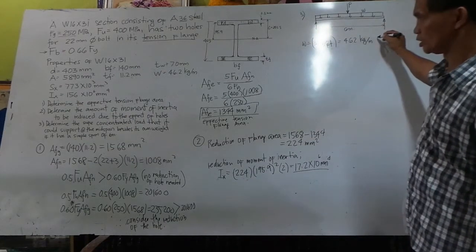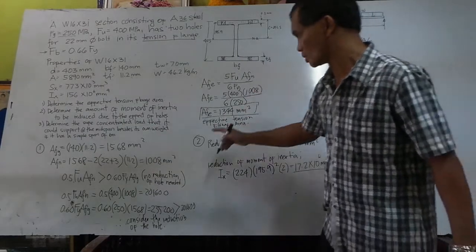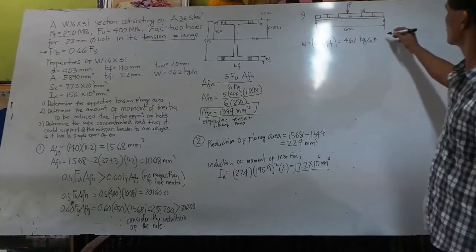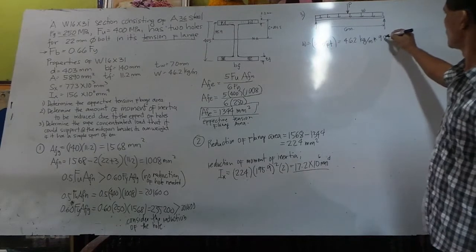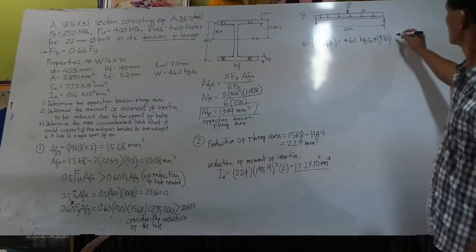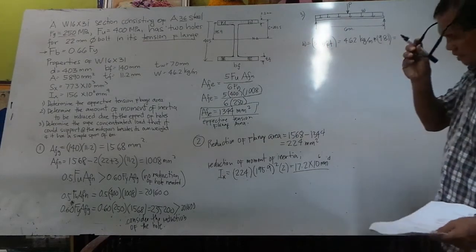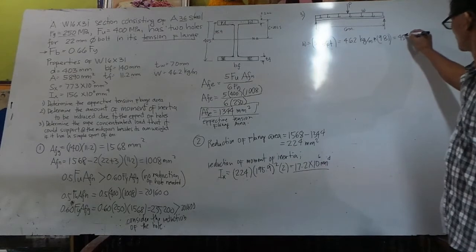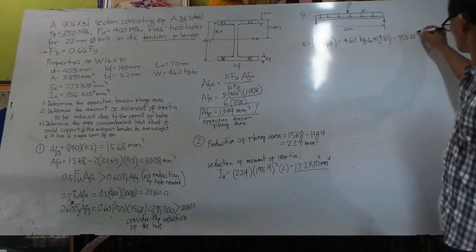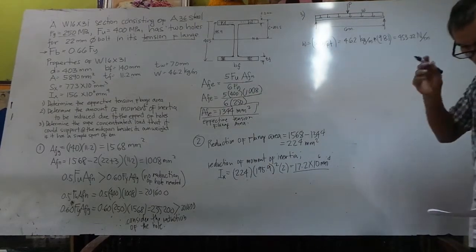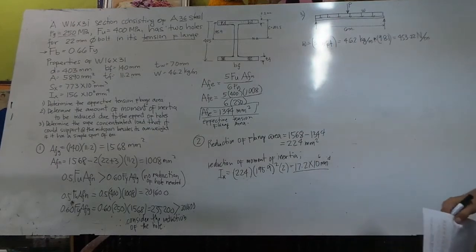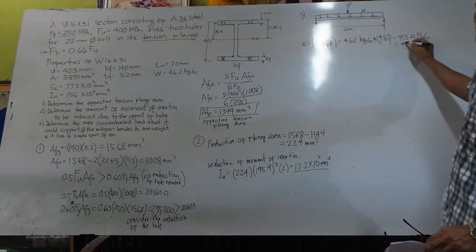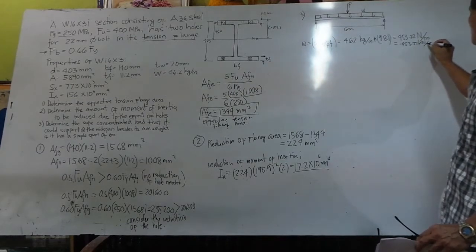But take note, this is still kilogram. We will convert this to Newton per meter because our stresses there are in megapascal. So you multiply this by 9.81, the gravitational force. It will give you an answer of 453.22 Newton per meter. Okay, so that's our W, or we can also say this is equivalent to 0.45322 kilonewton per meter.